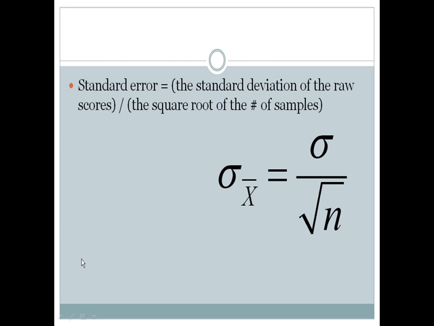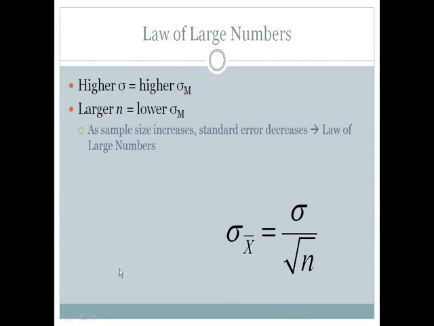So here's the equation for standard error. The equation for standard error is equal to standard deviation divided by the square root of n. So the biggest difference here between standard error and standard deviation mathematically is that standard deviation is used in the calculation of standard error. So notice, following from this, that if we have a higher standard deviation of the raw scores, this corresponds to a higher standard error.